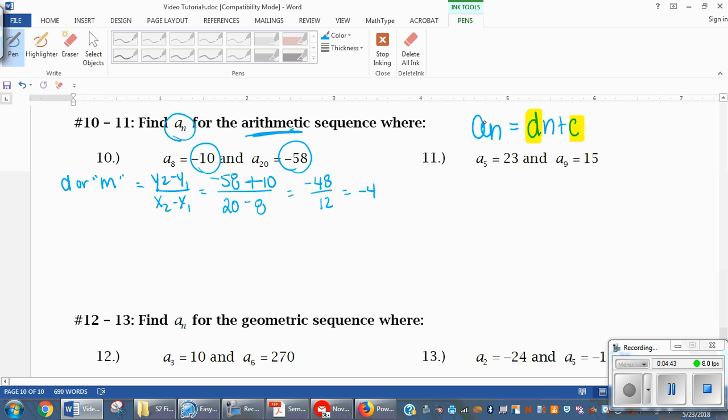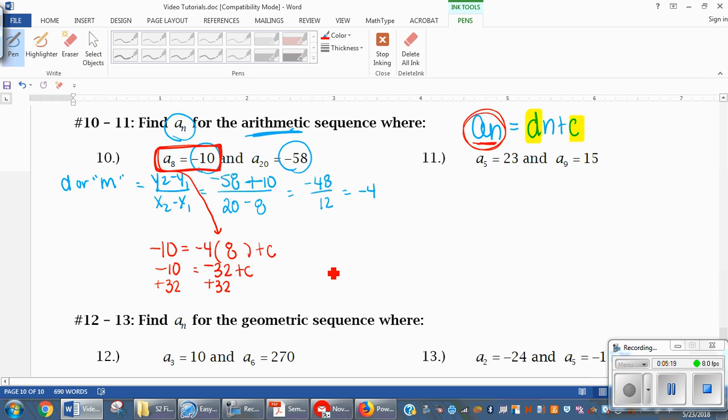Now to figure out C, we're going to pick one of these. It doesn't matter which one you choose. I try to stick with the one with the smaller numbers. So I'm going to choose this. That means negative 10 is going to fill in for my nth term. D, remember, is my slope, my negative 4. N is the term number, so that's 8. We're on the 8th position, and the answer is negative 10. We're looking for C, so here we get negative 32 plus C. So to solve for C, I want to add 32, which brings me to positive 22 for C.